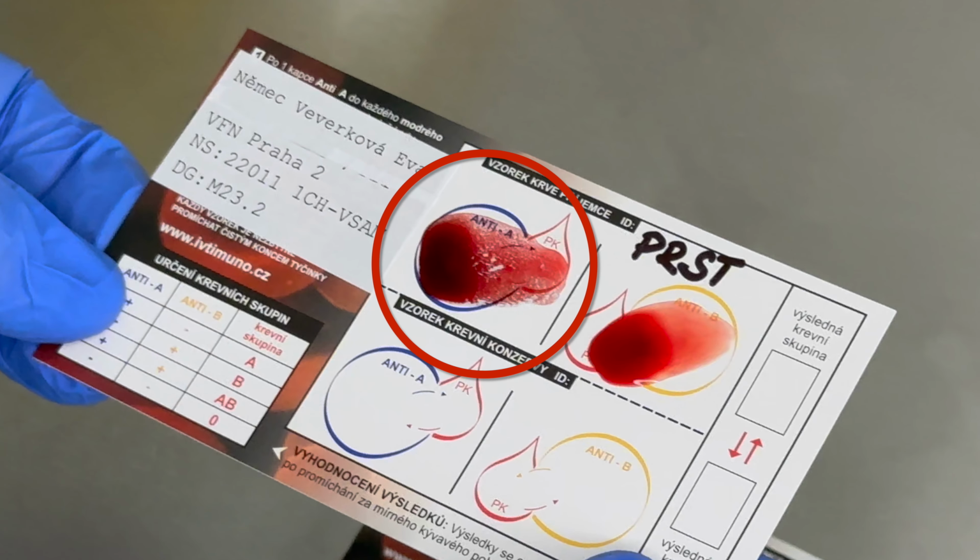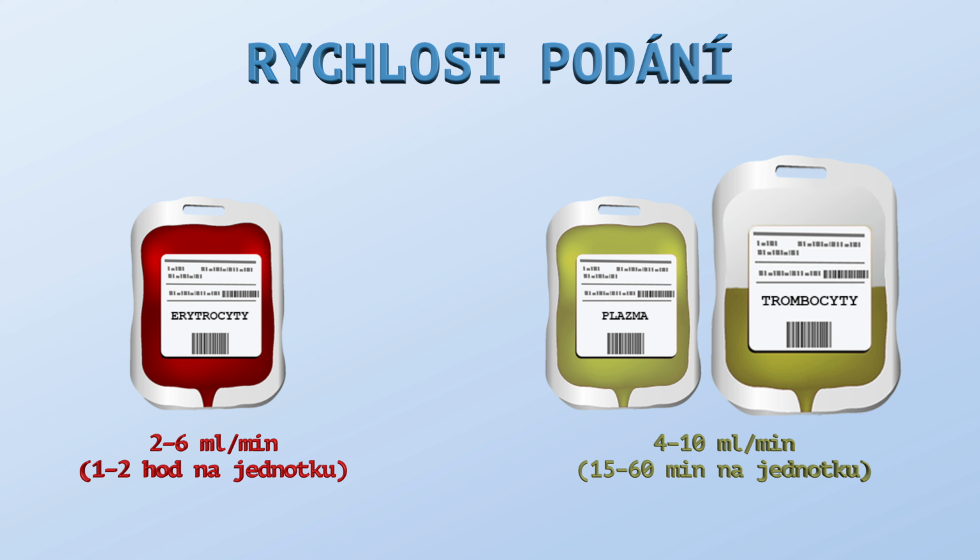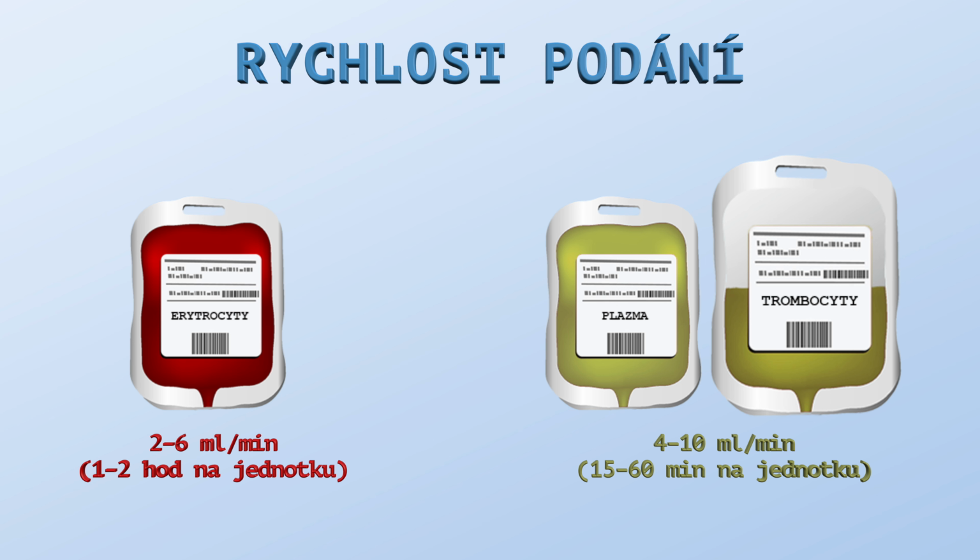The rate of administration of transfusion products is expressed in milliliters per minute, milliliters per hour, or drops per minute. The volume of 1 milliliter of transfusion product corresponds to approximately 15 drops. Red blood cells are administered at a rate of 2 to 6 milliliters per minute. That's 1 to 2 hours per unit.